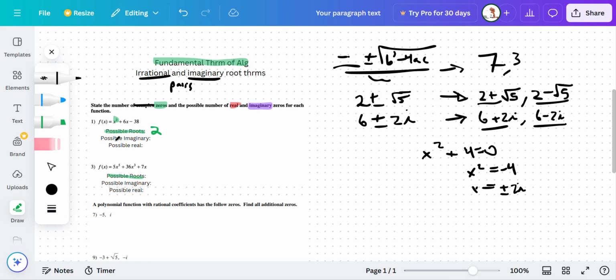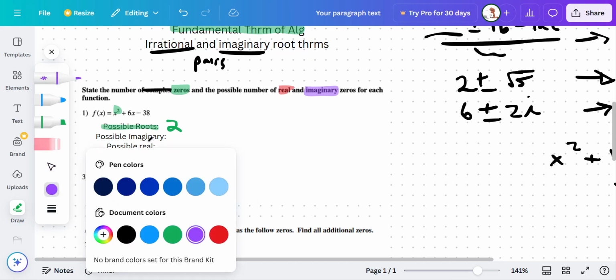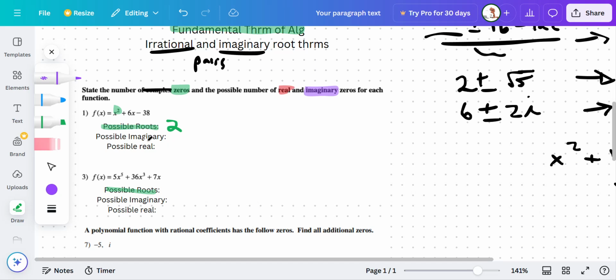So for this one right here, we're going to look at how many roots I could have. This one is second degree, so I could have 2 roots. And then we're going to think about what those roots could look like. For the imaginary roots, I can only have 2 roots, and the roots have to come in pairs. So I could have 0 imaginary roots. That is a possibility. I can't have 1 imaginary root because they have to come in pairs, but I could have 2 roots. So I either have 0 or 2.